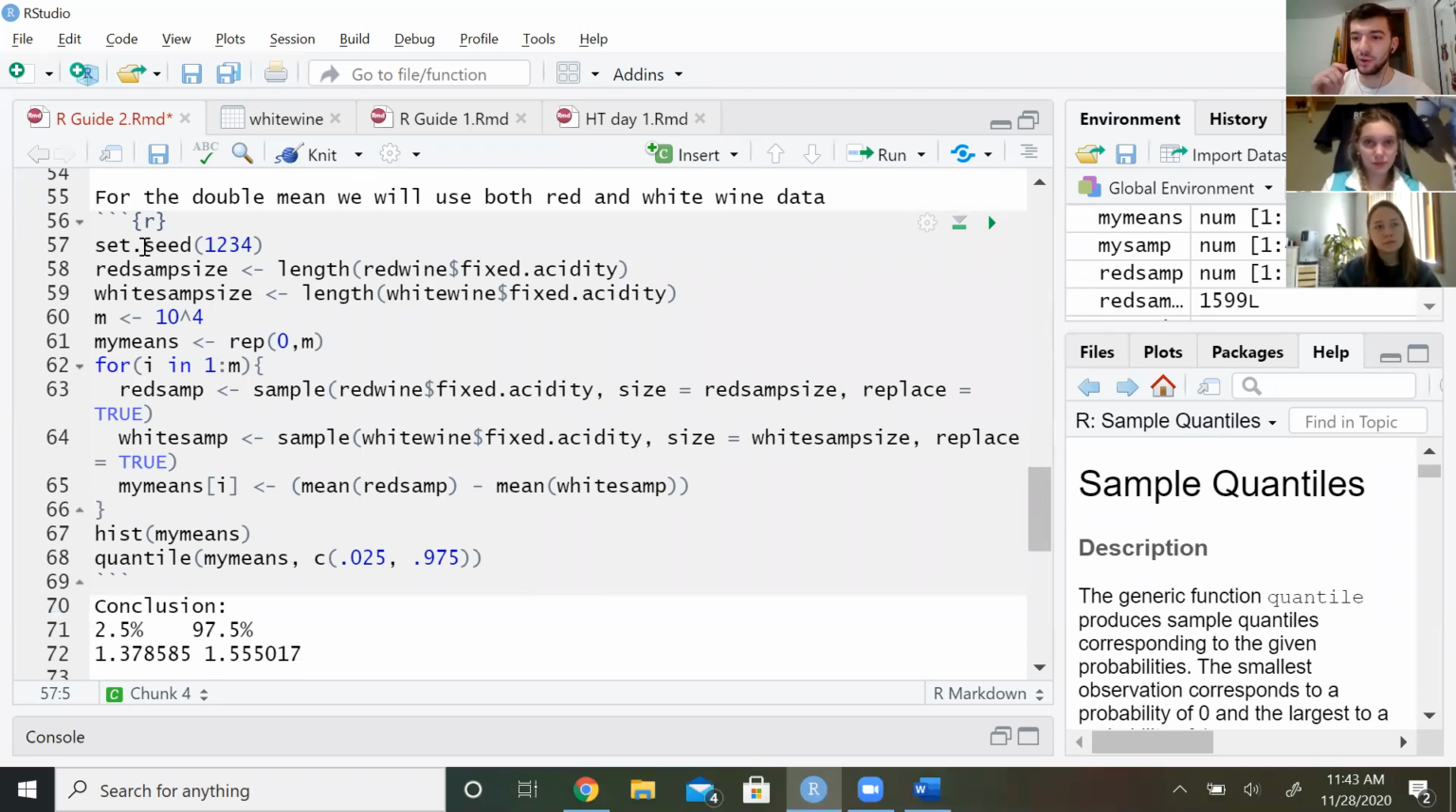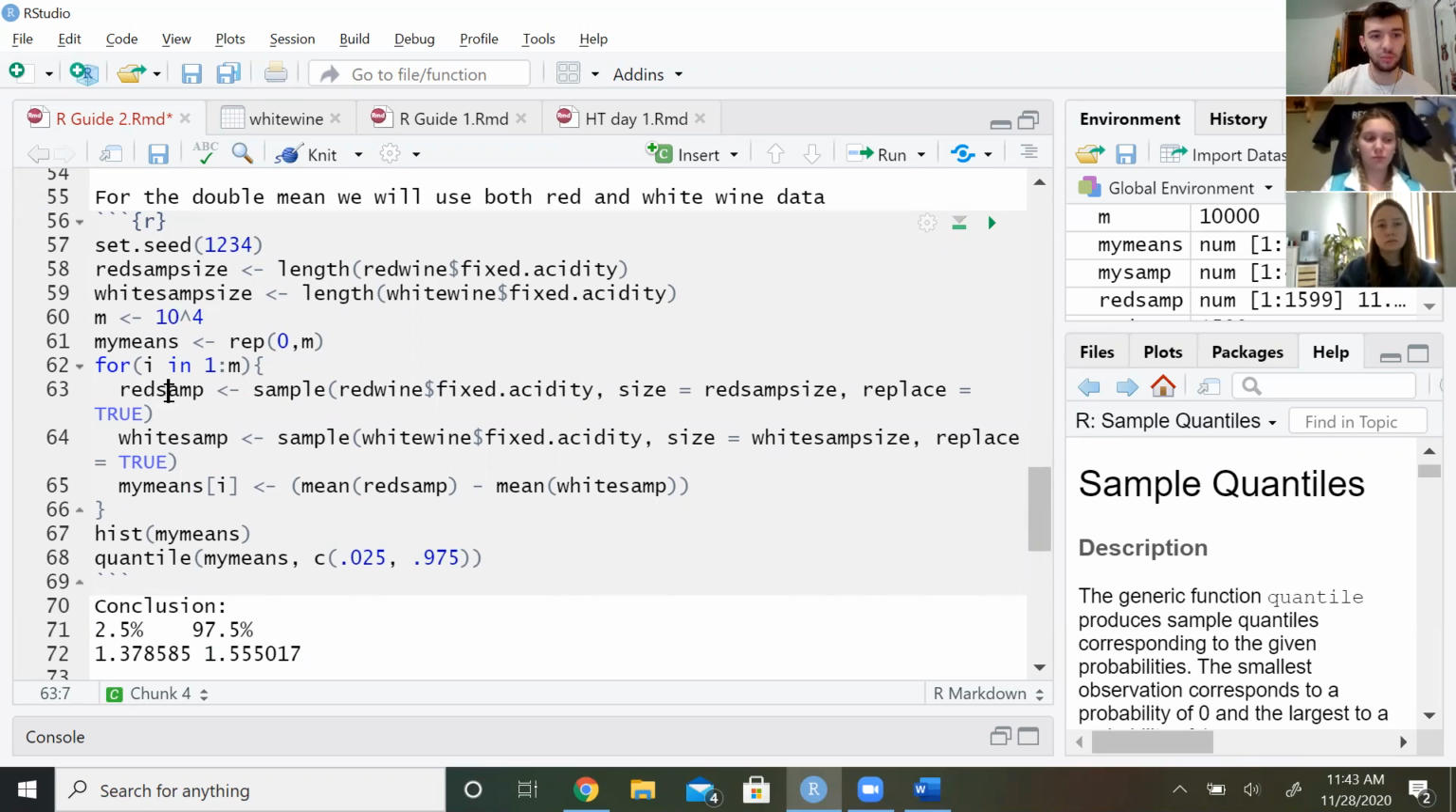Now getting into our double means, which is comparing red and white wine. Kind of the same thing as we did before. We'll set seed 1, 2, 3, 4 to make sure the data is replicable. We'll make the vector red samp size, which is the length of the red wine fixed acidity, how many entries we have in that, as well as white samp size with the length of the white wine fixed acidity. Keep m the same, 10 to the fourth, how many loops we do in the for loop. Keep my means, which is a vector that will get populated in the for loop.